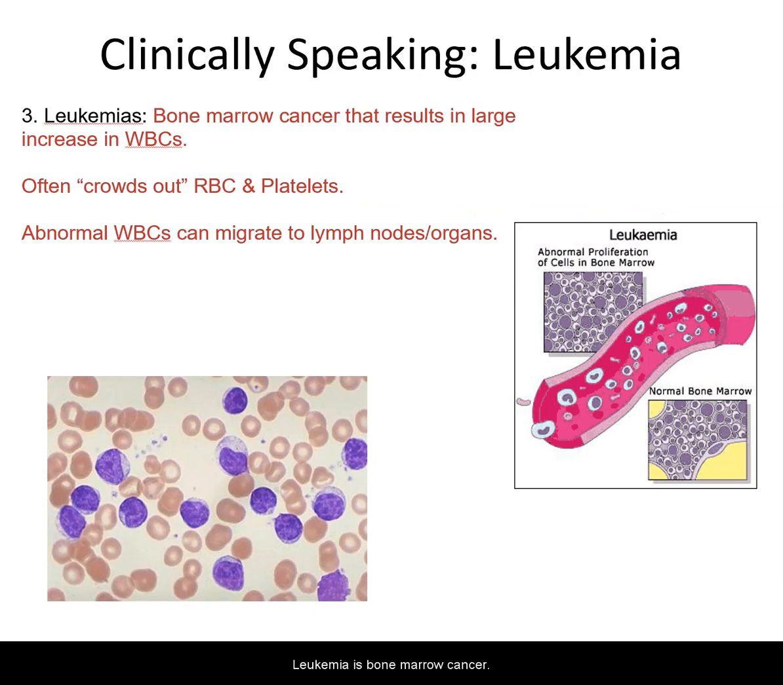Now, leukemia was mentioned briefly. Leukemia is bone marrow cancer. So you've heard of leukemia and lymphoma. So the bone marrow is where the cells are made. We mentioned all cells are made in the red bone marrow. But what happens is you have too many white cells.